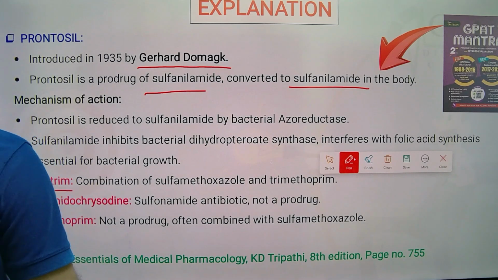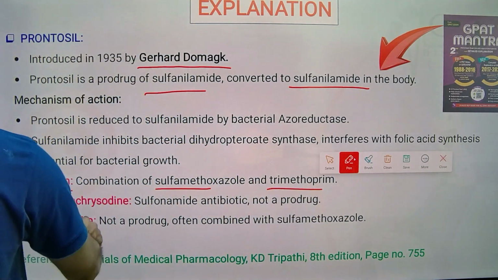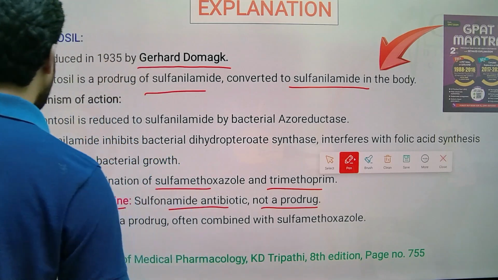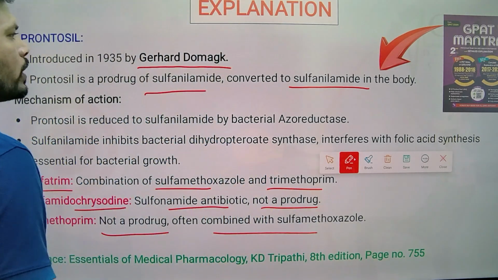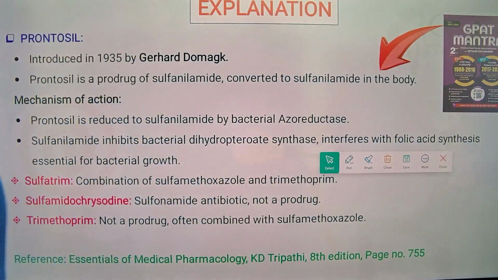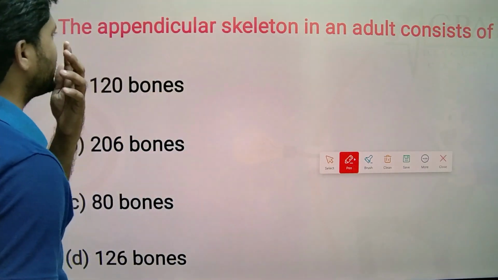Sulfatrim is a combination of sulfamethoxazole and trimethoprim. Sulfamidochrysotile is a sulfonamide antibiotic, but it is not a prodrug. Trimethoprim is also not a prodrug; it is combined with sulfamethoxazole in the co-trimoxazole combination.